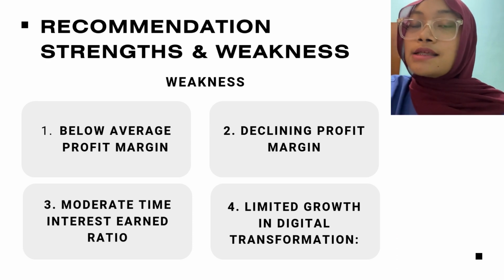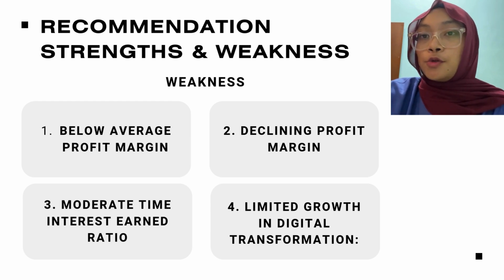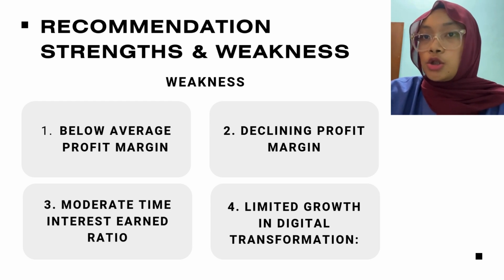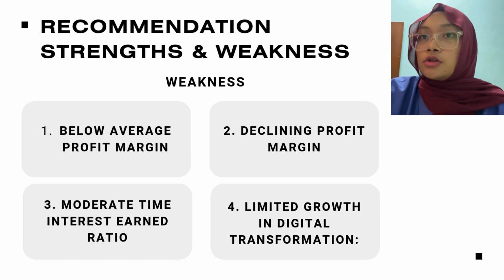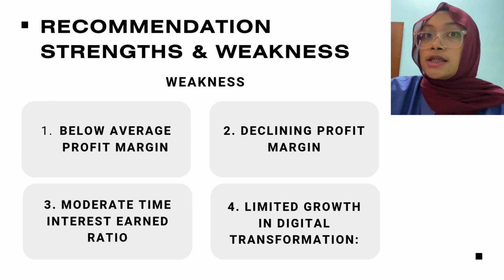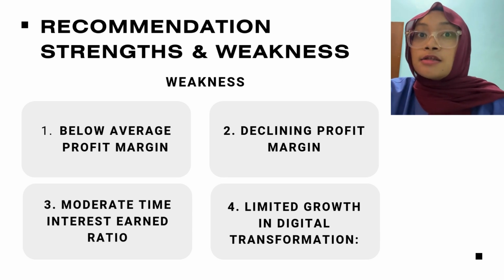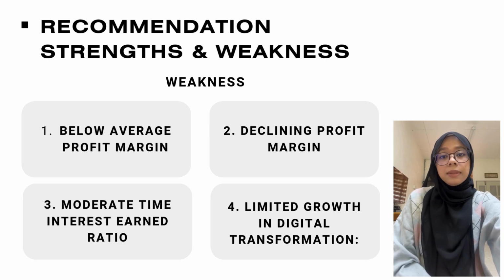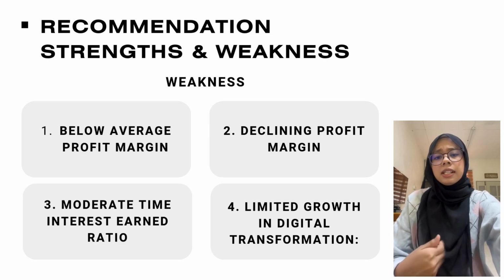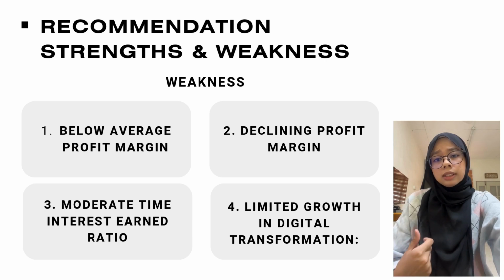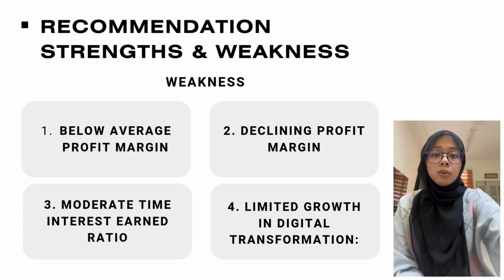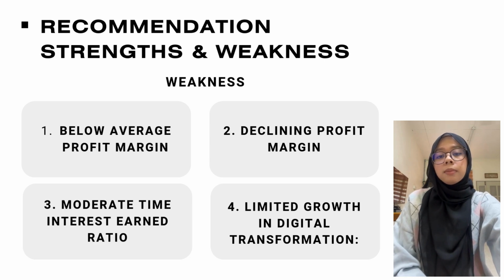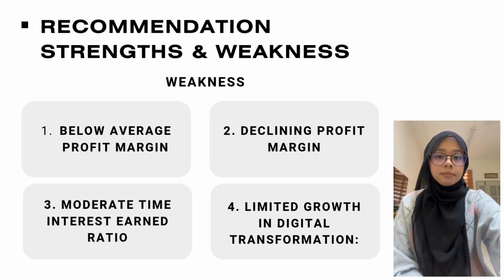And for the weakness of Aeon Company Berhad, I choose the moderate times interest earned ratio because of the decline from 2.8424 in 2022 to 2.8363 in 2023, which indicates a slightly reduced ability to cover interest expenses. And the last weakness that we found is limited growth in digital transformation. Despite improvement in Aeon's digital platform, My Aeon 2Go still faces stiff competition from other established e-commerce platforms.